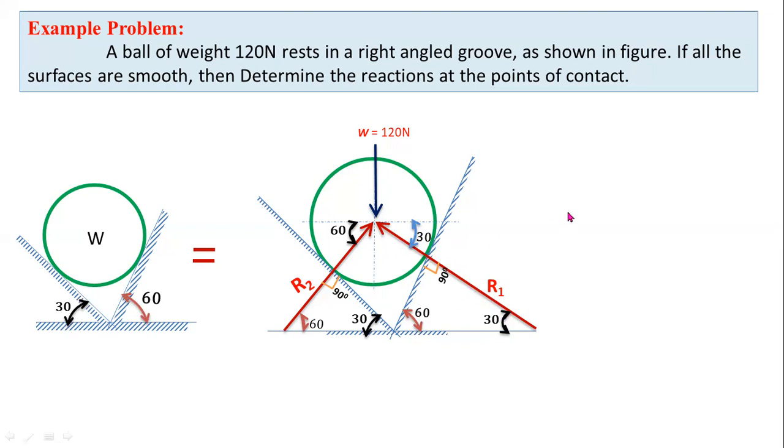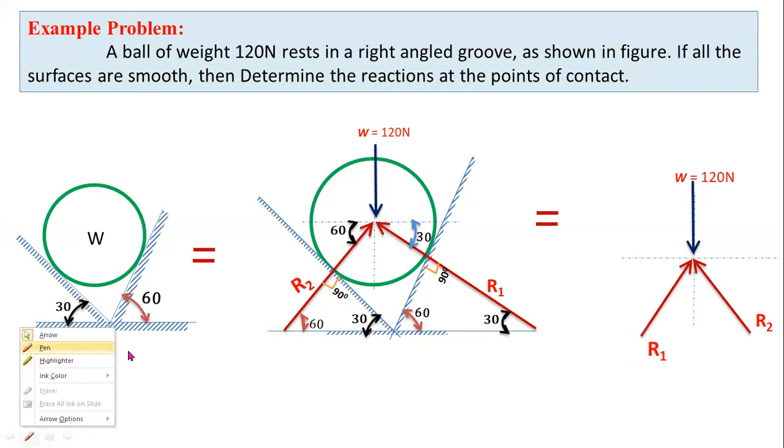Now convert this diagram into a free body diagram. Let's consider horizontal and vertical reference axes. Let's consider the vertically downward self weight. Now you have to consider the reaction forces R1 and R2 as they are. This is reaction R2, and this one is R1. So this reaction force R1 makes an angle of 30 degrees with respect to the horizontal. This reaction force R2 makes an angle of 60 degrees with respect to the horizontal.